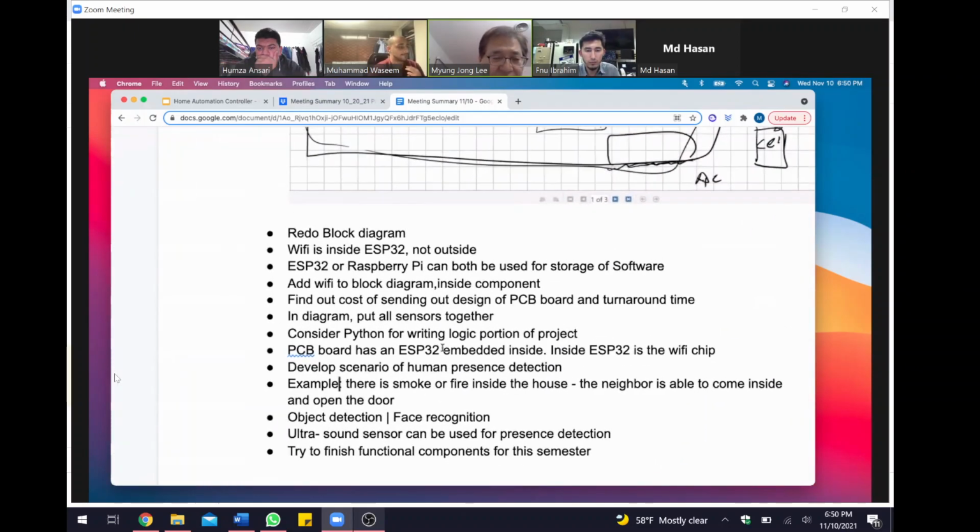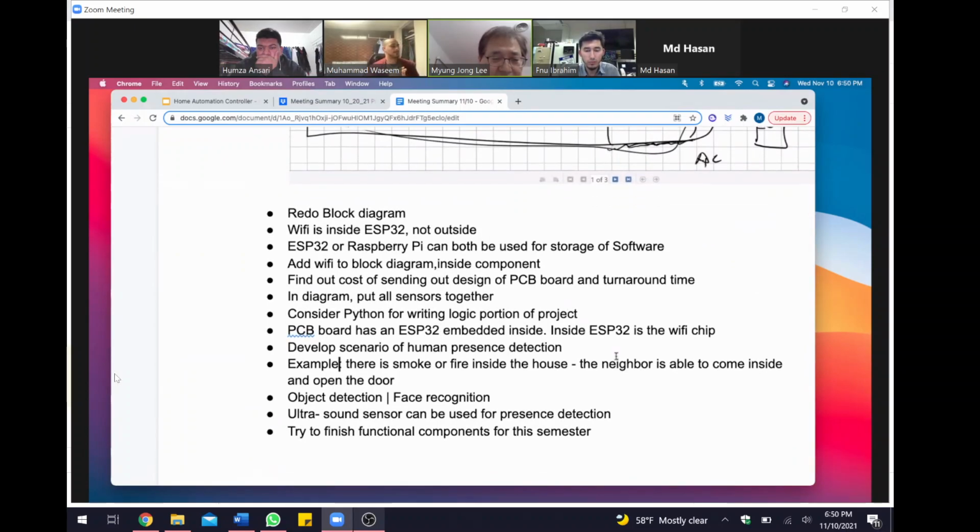Okay, good. Block diagram, Wi-Fi is inside. And ACPs I can both use. The Wi-Fi block diagram inside. Find out the cost of sensing. Okay, so that's a good point. Put all the sensors right.